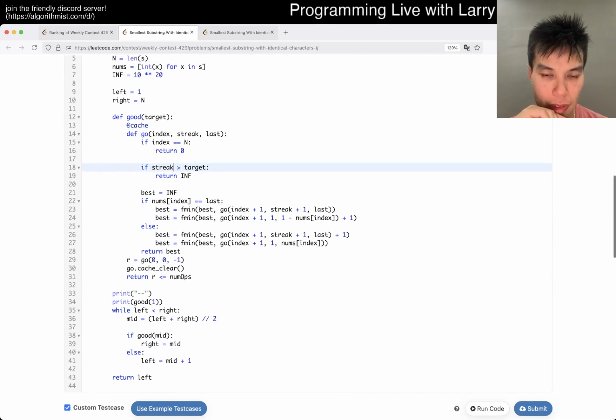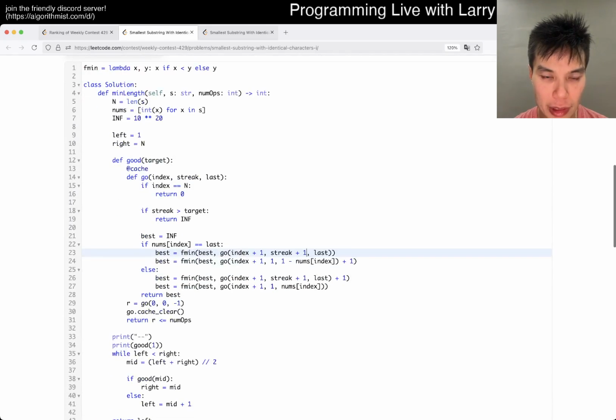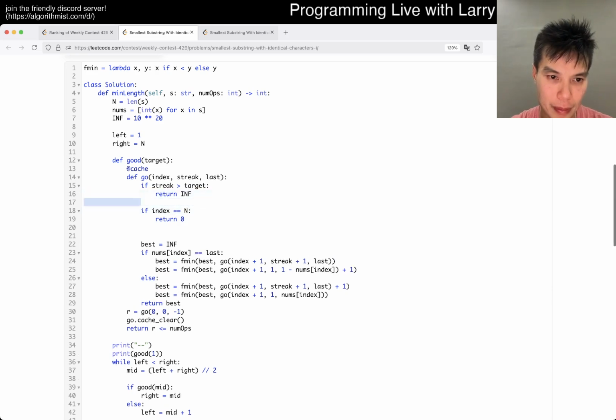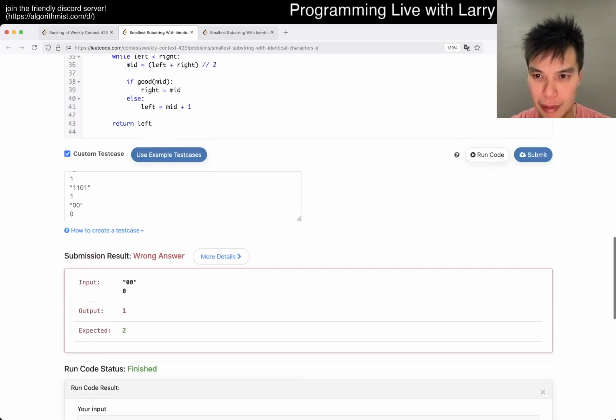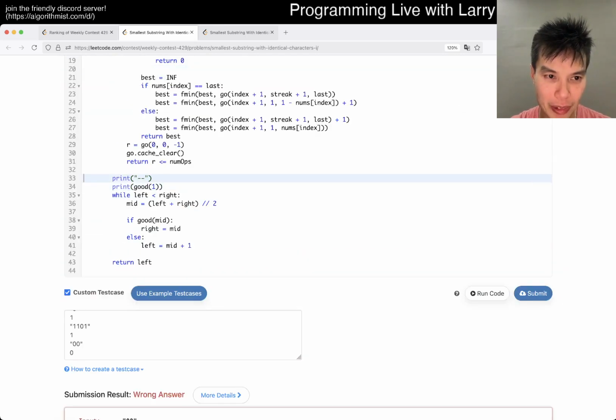If streak is greater than infinity. So it doesn't cost any operation, but the streak is 2. But then it costs infinity, so... Oh, I have to do this first, I'm dumb. Today I am dumb. Dumbo, okay. With 3 wrong answers.